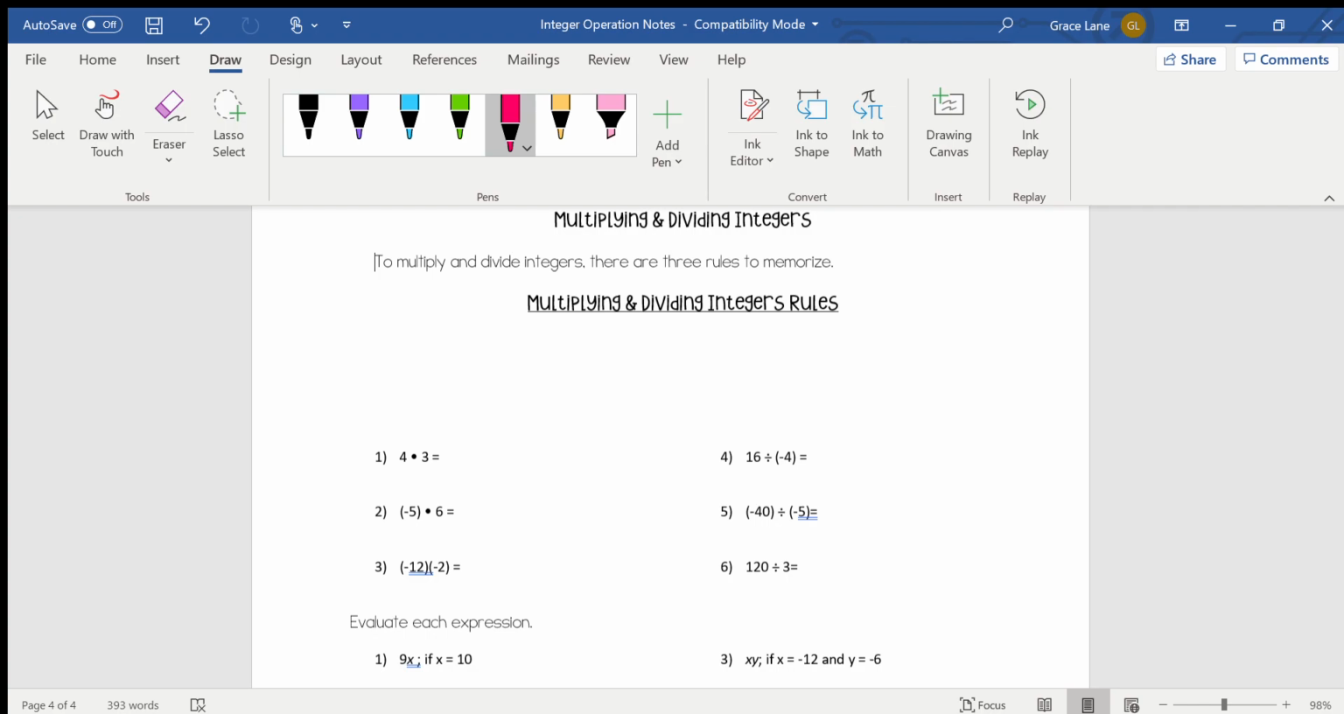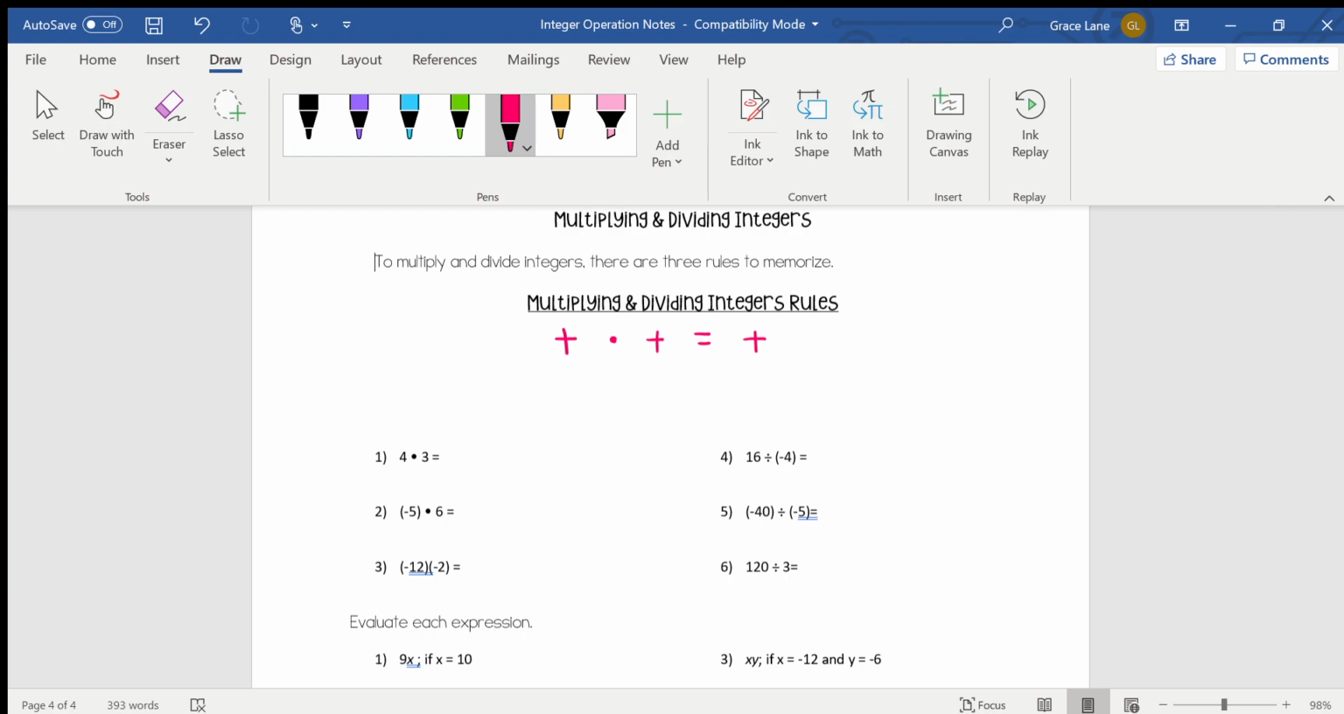So you actually know one of the rules already. You already know that anytime you have a positive number and you multiply or divide it by another positive number, you end up with a positive answer. I'm doing plus signs instead of writing the word positive, but a positive number times a positive number is positive. So like 2 times 3 is 6.